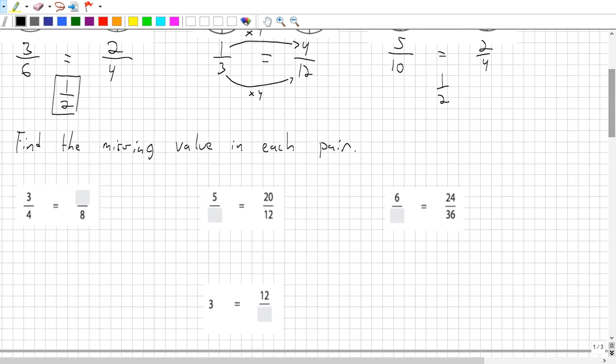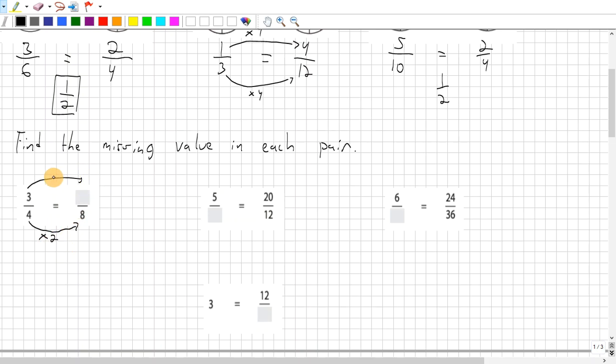And hopefully this makes sense. For the first one here, I'm going to use the same method I just looked at above. I'm going to look at the pair that I have. The denominators in this case, I have them both. So I can compare those two things and I can say, what did I multiply or divide by to get to that next value? Starting at a 4 to get to 8, of course, I multiply by 2.